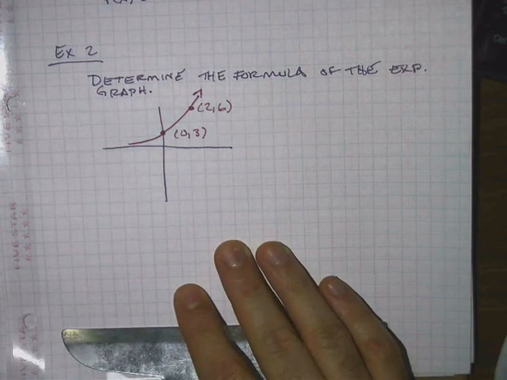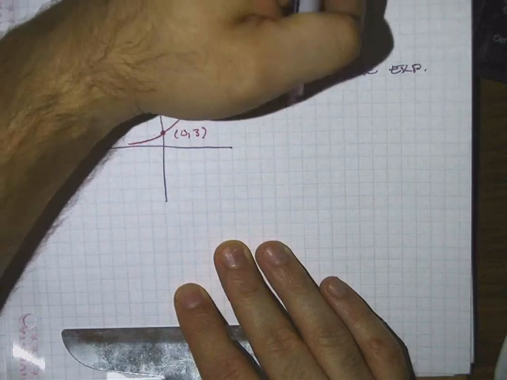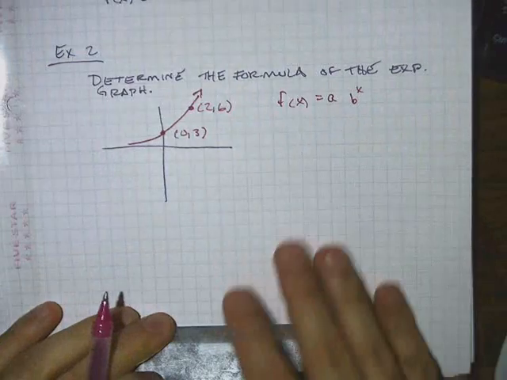No, it's not a log. What is it? Yeah, ABX. So the parent function we're going to try, or the form that we're going to try to match, is going to be f of x is equal to a b to the x power.